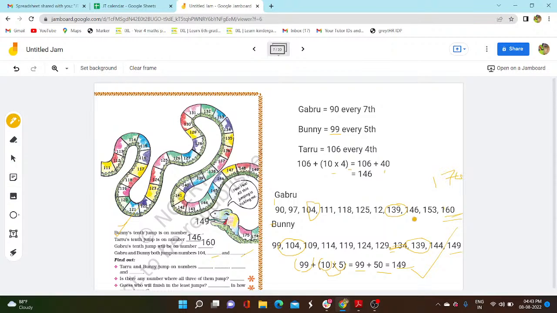But since we are falling short of time, I just told you how to count and write your numbers. So the two numbers that are common between both Gabru and Bunny's count are 139, 104 is already written there, and 174.